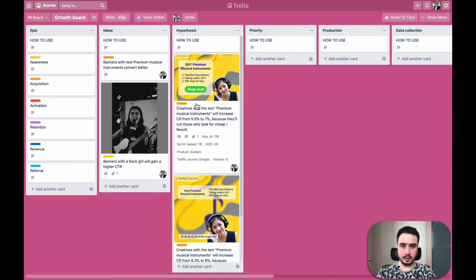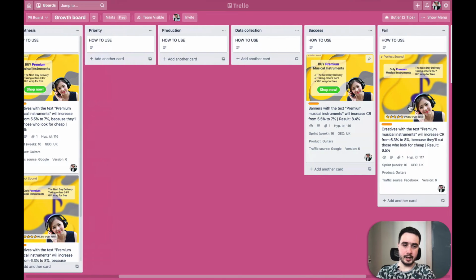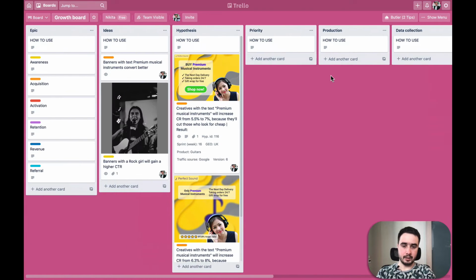So what is here? This is a Kanban or Scrum board where we have different columns and we have different cards. When we start our testing, when we start some hypothesis, we add it to one of these columns, and then while it gains some data, while it is launched and so on, it goes to the right to success or fail. So this is a board to test hypotheses.